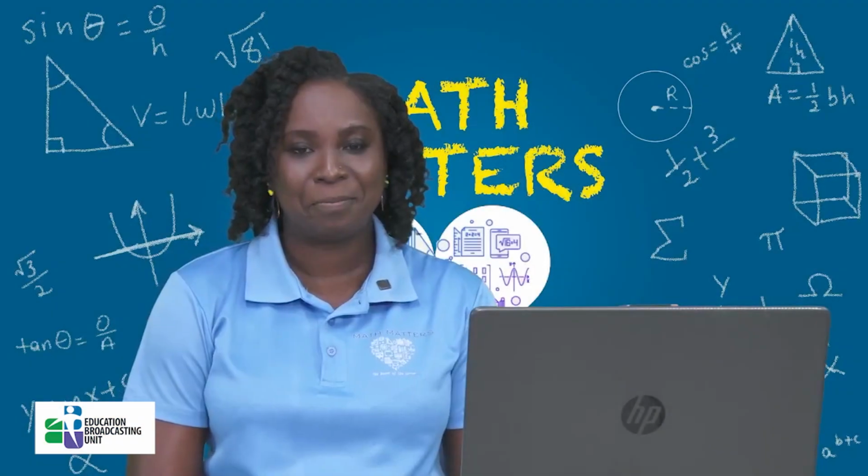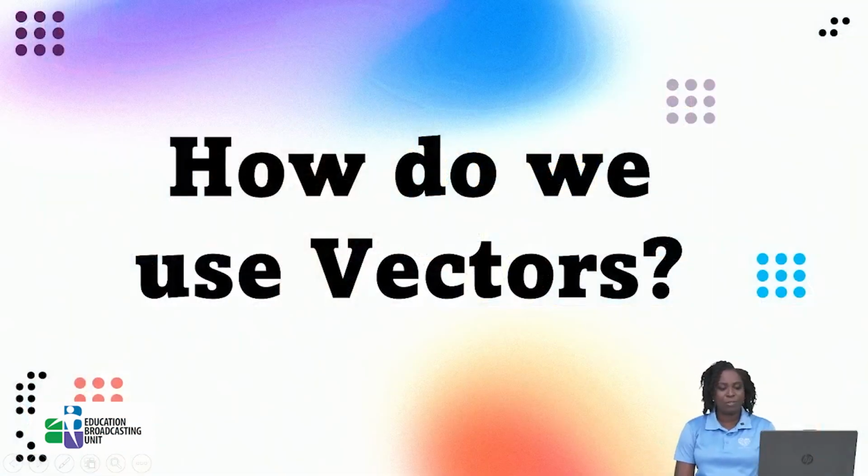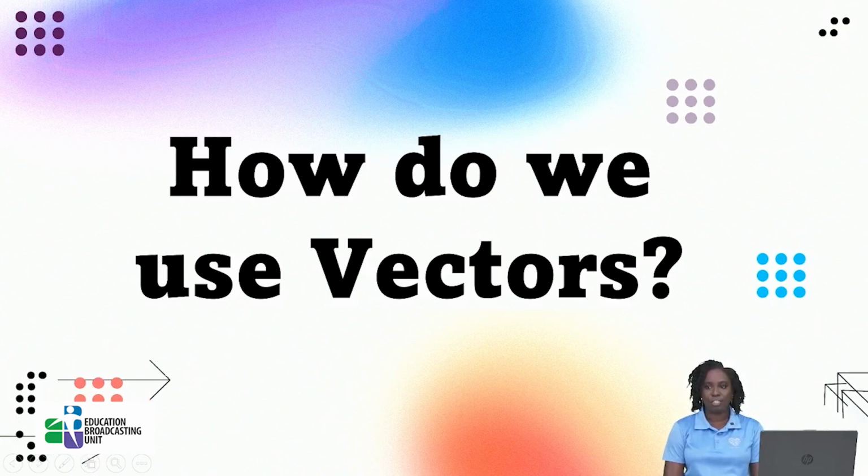Welcome back. Well, how do we use vectors? Vectors are used to locate places, objects, and individuals. They are also used to describe the behavior of people and objects subjected to force. A vector is a quantity that has both magnitude or size and direction.